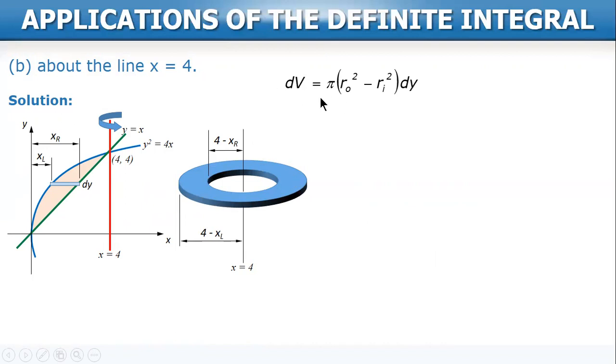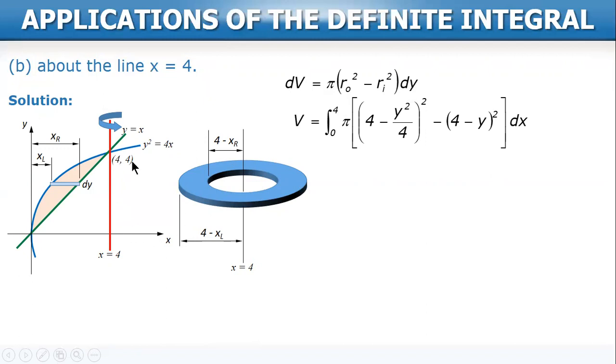Okay, so in general, this is our expression for dV: dV equals pi times outer radius squared minus inner radius squared, dy. So you replace the outer radius by 4 minus x_L and you replace the inner radius by 4 minus x_R. Okay. The limits for dy are 0 to 4.